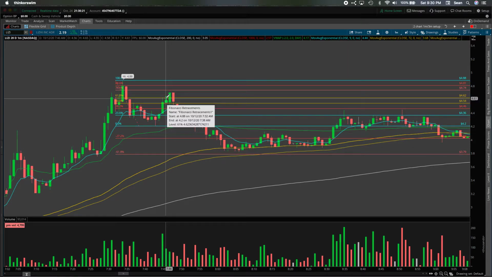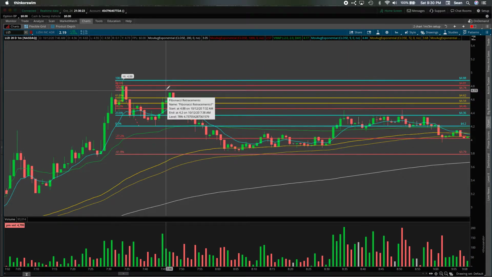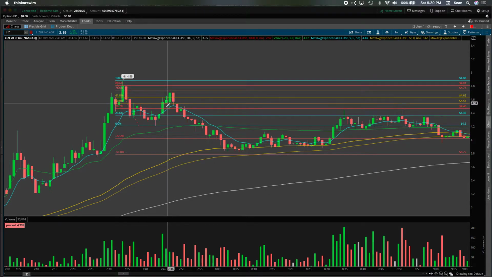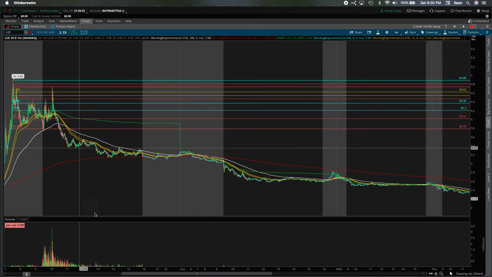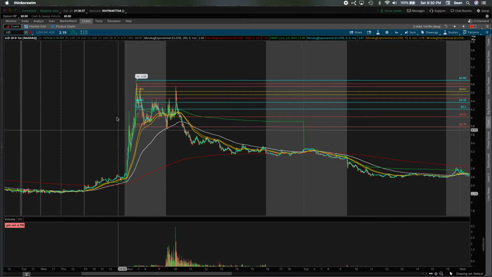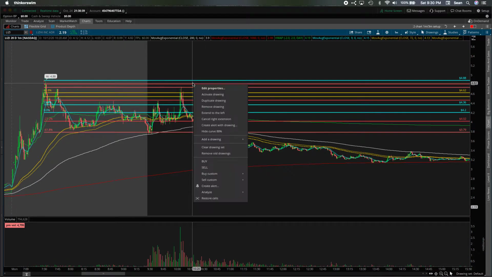If you're taking it between the 61 and the 78, the tape is going very, very quick red here. You're seeing a lot of people on the ask here, so short the crap out of this thing. So, okay, before the bell, what am I doing? I bring in my fibs. I like the fibs, guys, I like using fibs.